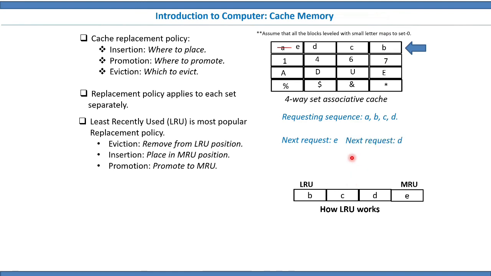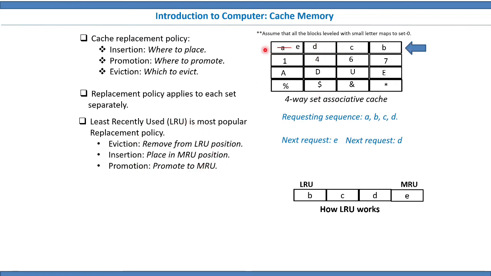Now if the next request is for D, then when we search it here, it will be a hit, meaning D is already present in this cache. But in that case, what should be the promotion policy? If there is a hit, or if we access a block in the cache, how do we promote it? LRU says promote it to MRU. So we have to make this D the MRU.